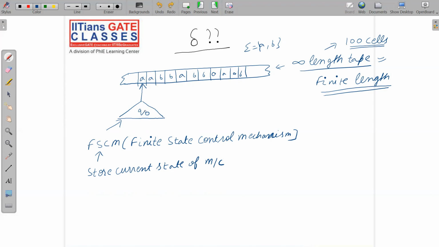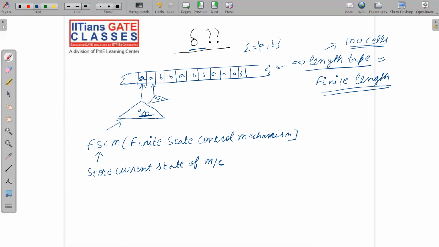Now the question will come: if the FA is at state Q0 and symbol A is read from the tape, then what will be the next state, or what will be the subsequent state the FA will go to? This answer is given by delta. I think you have already imagined that the read head will come here because it has already read this A. So now the read head will be here, and the FSCM will store what? Q1, Q2, and so on, whichever state. This answer is given by delta.